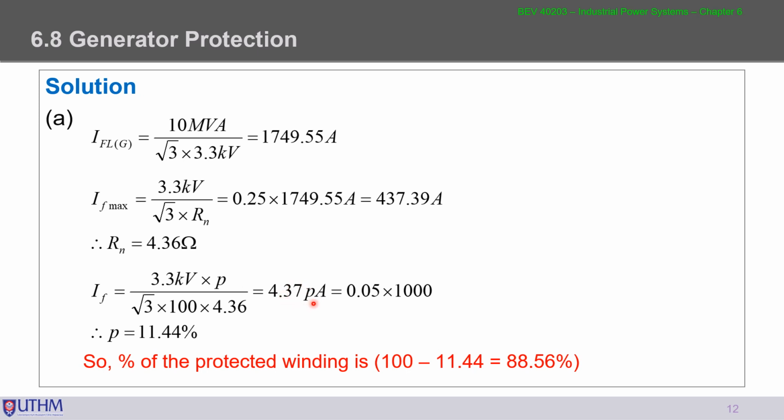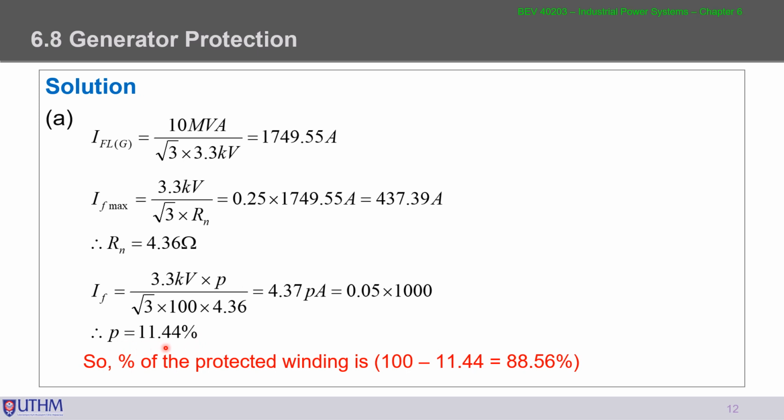So we have to calculate the value of P, which is equal to Q divided by the value of current at the primary side. This one is Q and this one is the value of the primary side, which is the CT primary, 1000. So we can use this formula and calculate the value of P, which is equal to 11.44%. This P is the value of the unprotected winding.